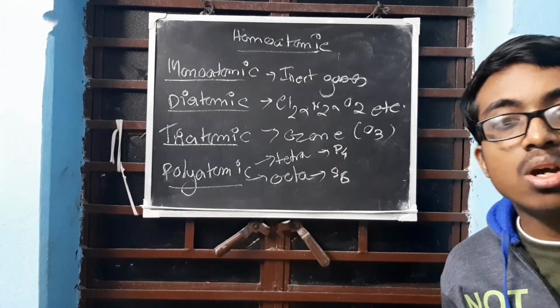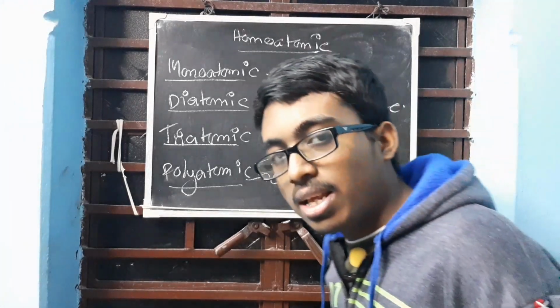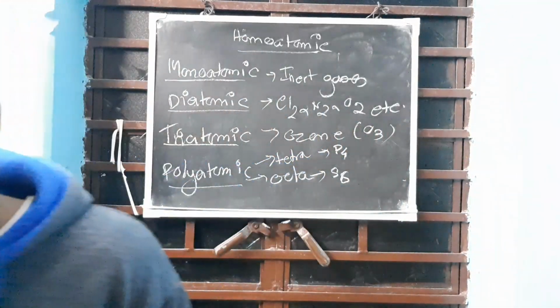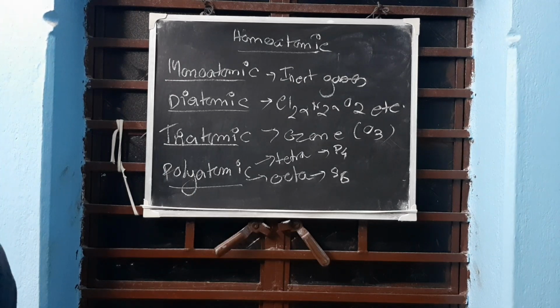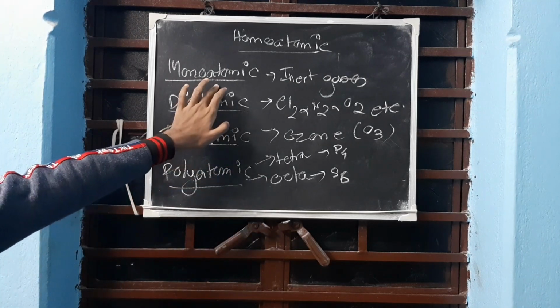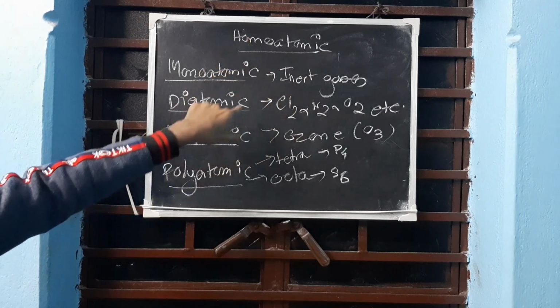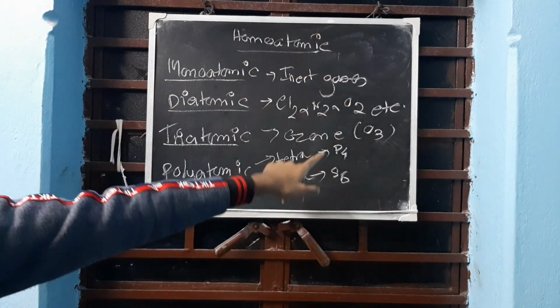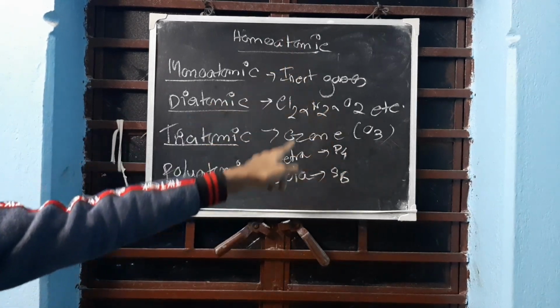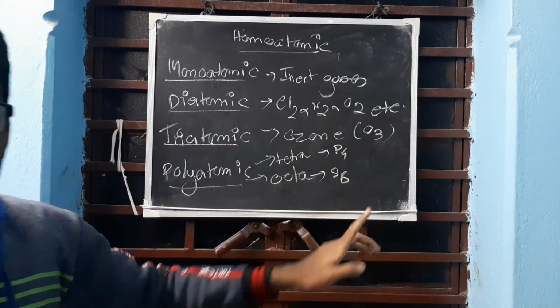So all these are homoatomic. As you can see, they are composed of only one type of atom, right? They are not composed of different types of atoms. So we will say this is a homoatomic monoatomic element, this a homoatomic diatomic element, this a homoatomic triatomic element, this a homoatomic tetraatomic element, and this homoatomic octatomic element is sulfur. Clear? So this was all the discussion about homoatomic.